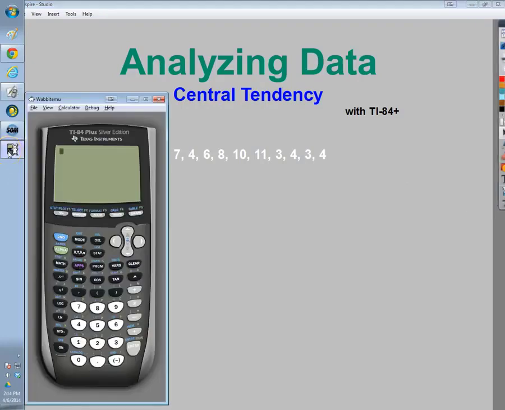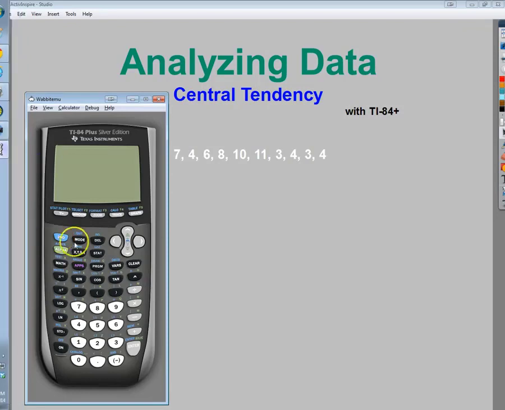Now, when you have one set of data like this, you want to just punch it in as a list. In order to edit a list, you go to the Stat button. So go in, and then under the Edit menu, just click Enter for number 1. I've already typed it in. You don't have to put it in order before you type it in. In fact, in the Edit menu, it has Sort A, which is sort ascending, so the numbers go from smallest to greatest, or Sort D, which is sort descending, so it goes down. So you could deal with that later.